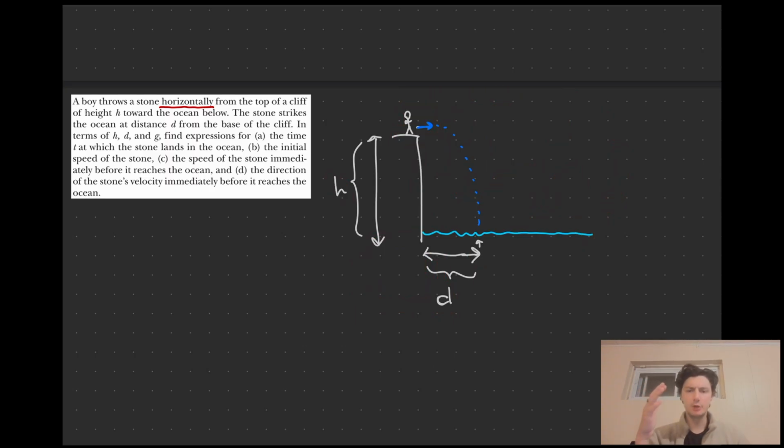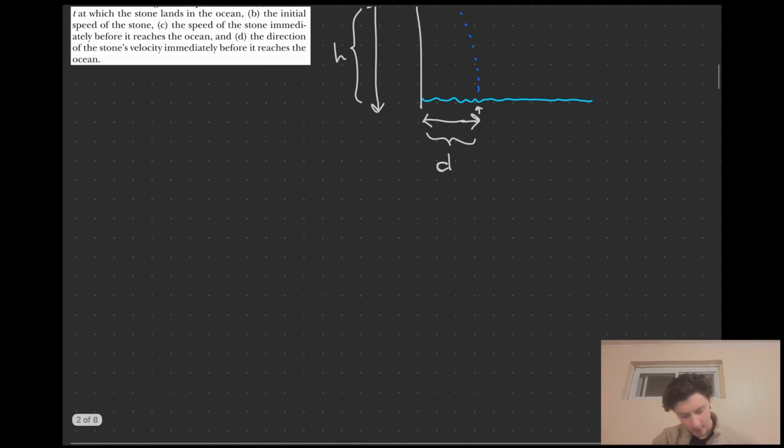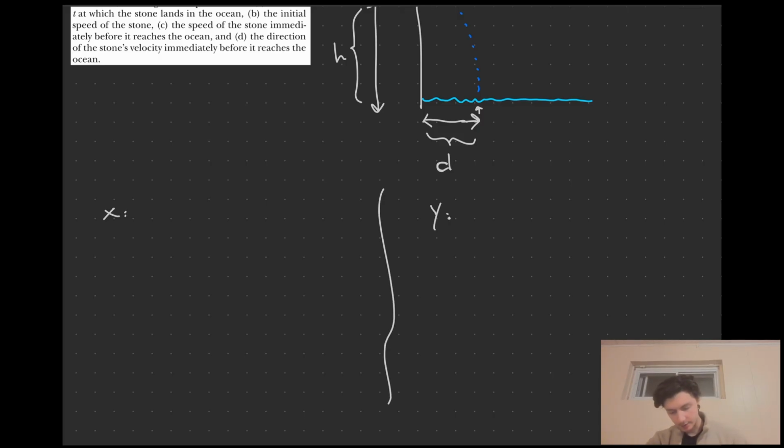Now that I've drawn a picture of what this looks like, I also want to model the motion of this rock, because if we model the motion, we can figure out the speed of the stone before and after. We can find out the time it takes for the stone to land in the ocean. We can find all these things, but we have to break stuff up. And how I like breaking stuff up is doing stuff in the x direction and in the y direction. So I'm going to split this up like that.